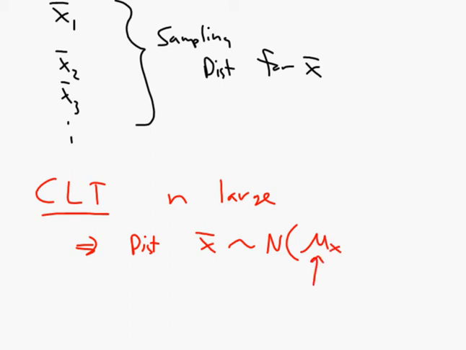So mu of X bar, the mean of all those little samples, if we put all those samples together and found the mean of all those samples, would be the same as the mean of the population. And a standard deviation that's equal to the standard deviation of the population divided by the root of the sample size. That's sometimes referred to as sigma of X bar.